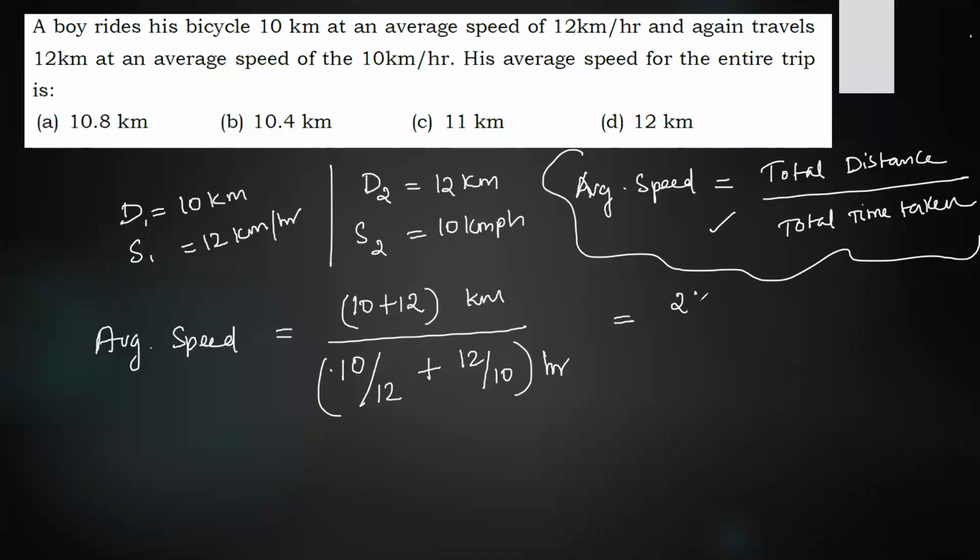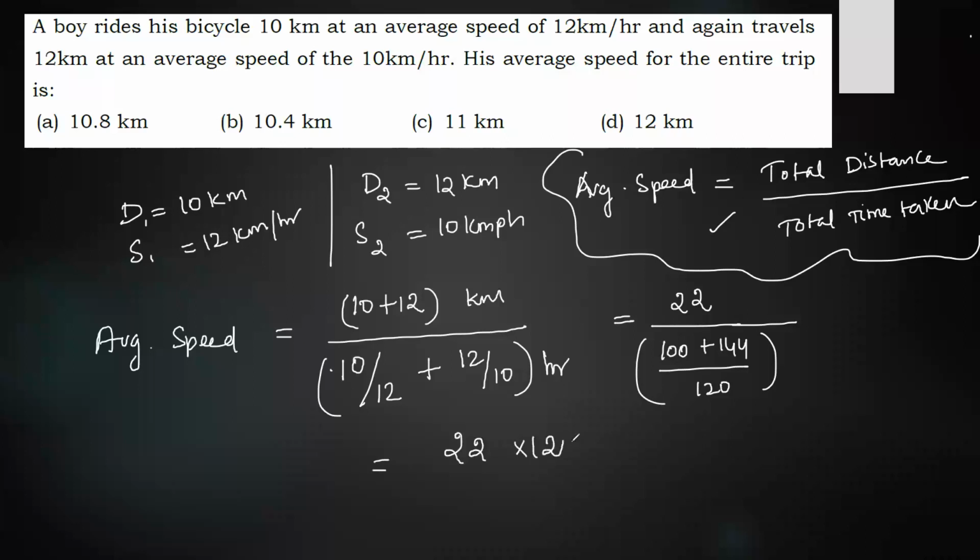So here 22 divided by, we take LCM or just cross multiply, no issue. 100 plus 144 by 120. Then divide it. I have taken LCM in the denominator, so I'm writing this as a reciprocal. So 120 by 244. You can divide it by 2 two times. You will get 11 here. Dividing by 2 two times, you will get 122. Again divide by 2, you will get 60 here.